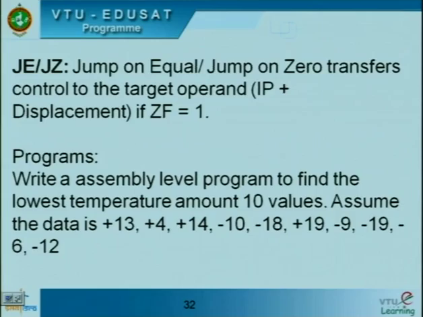Having said this, let me talk about the last one which you have here, jump equal to and jump zero. Jump equal to and jump zero transfer control to the target operand by adding the displacement to the instruction pointer if zero flag is equal to 1. So, zero flag may be 1 for a signed number or for an unsigned number, hence this also could be considered for signed numbers. So, with this we complete the instructions that are meant for signed numbers.